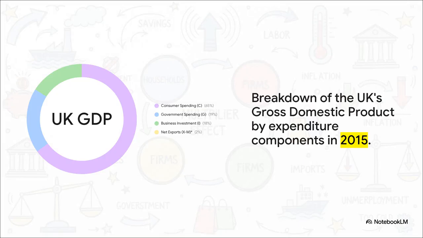And check this out. This is what it looks like with real numbers from the UK. What's absolutely fascinating here is just how dominant that C is. Consumer spending. It's over 65%. That tells you the whole system basically runs on people like you and me going out and shopping. And look at the net exports. It's a negative number. That means the UK is buying more from the rest of the world than it's selling to them. Pretty interesting snapshot, right?